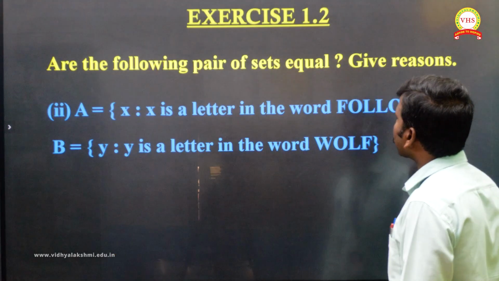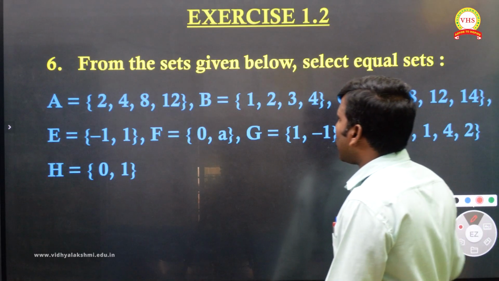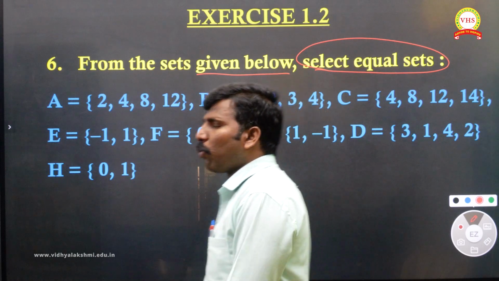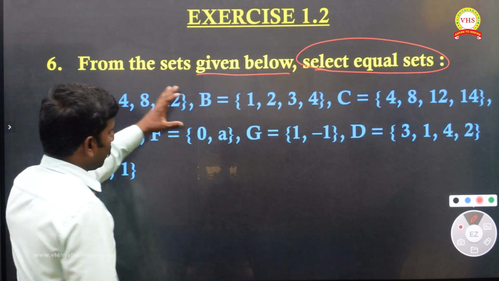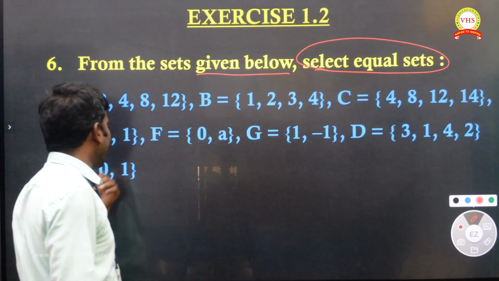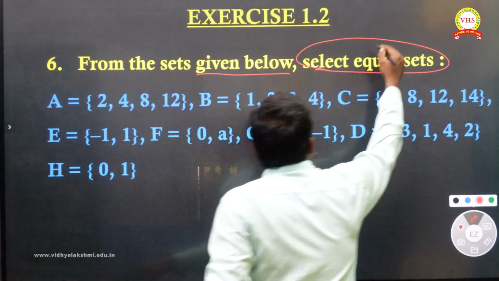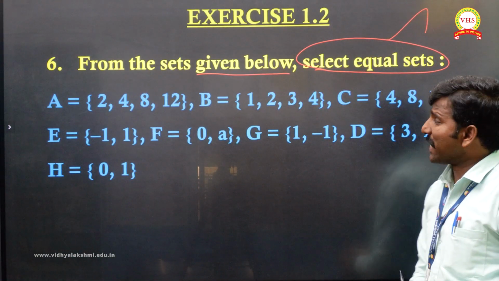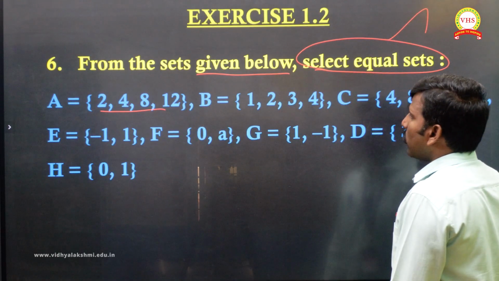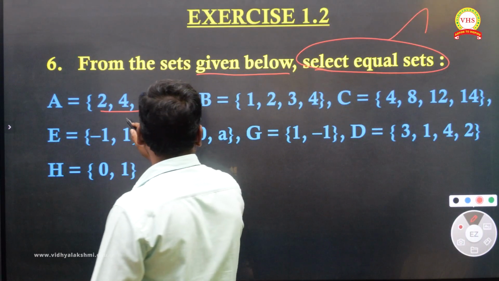Next we'll go on. What is that? Sixth Roman. Sixth Roman, what are they telling? From the sets given below, select equal sets. See, they have given many sets: A, B, C, D, E, F, G, H. So many sets they gave. They asked to check which are equal sets. They are asking which are equal sets. 2, 4, 8, 12. Is that anywhere else? 2, 4, 8, 12. 2, 4, 2 is missing here. Okay, that you leave it. Then A is not equal to anything.